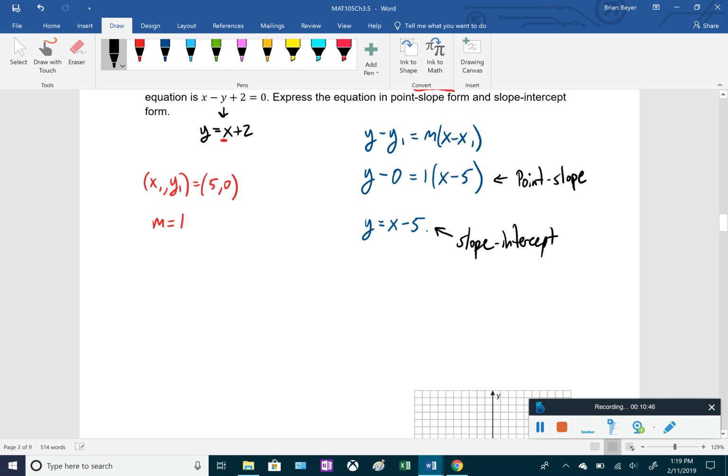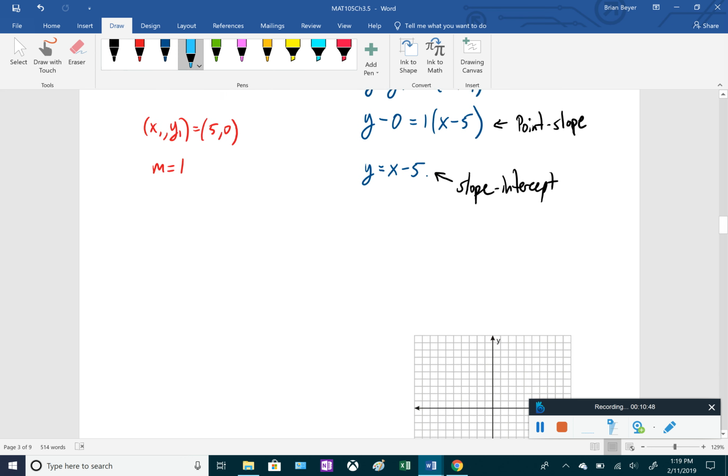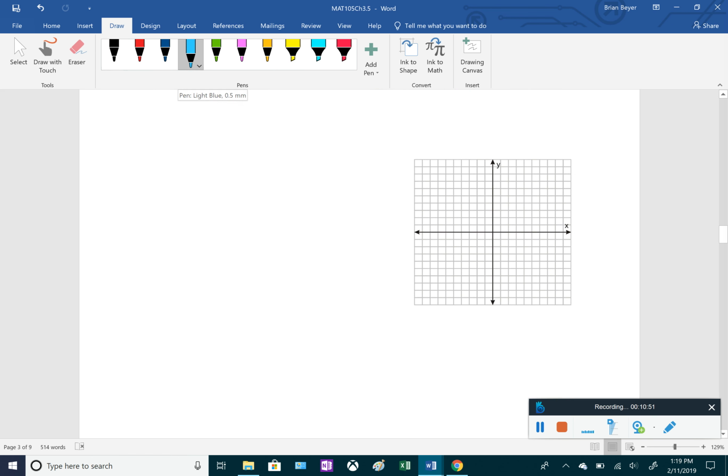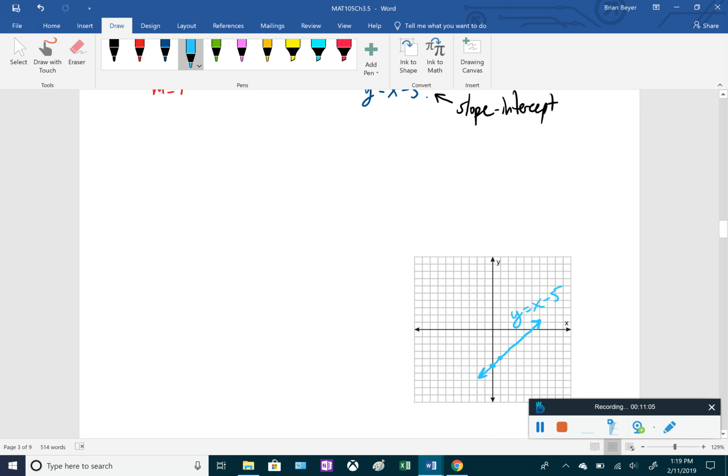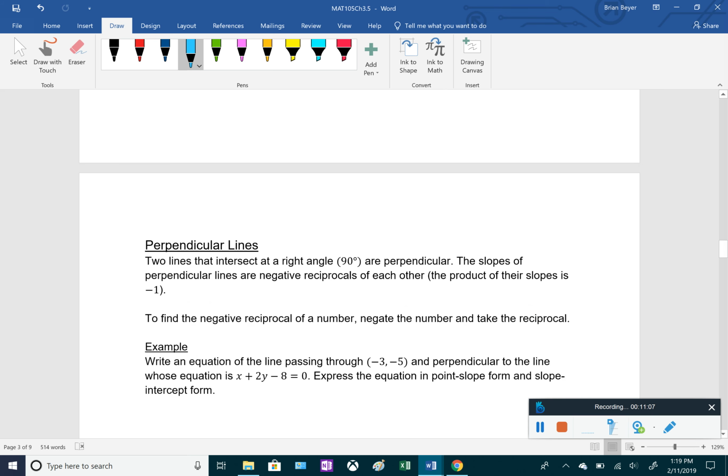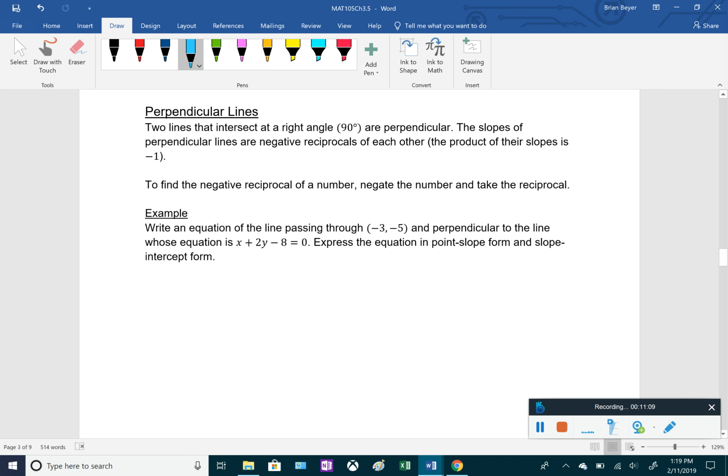So our line is going to be x minus 5, so start at negative 5, slope of 1, so something like that. So y equals x minus 5. If we graph the other line, we would see that they're parallel. Okay, so that's parallel. The other one that we will be doing is perpendicular.